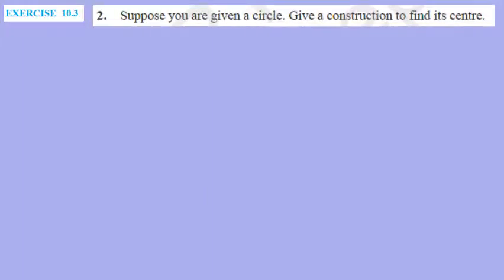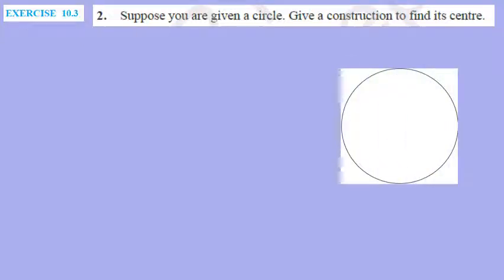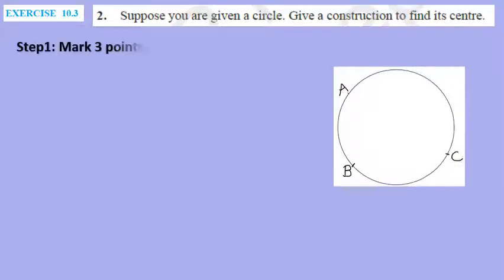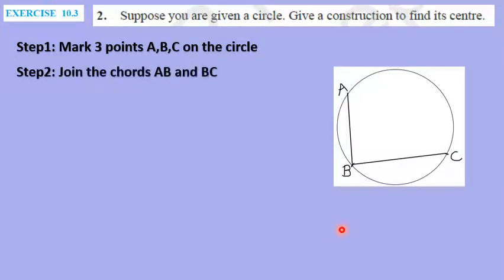Question 2. Suppose you are given a circle, give a construction to find its center. So let us see how we can find the center of a circle. So this is a circle. We need to find the center of the circle. First we need to mark 3 points A, B, C anywhere on the circle. Next we need to join the chords AB and BC.